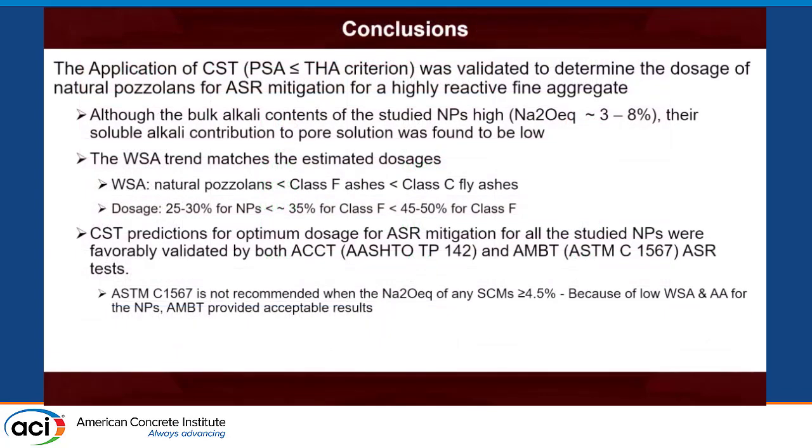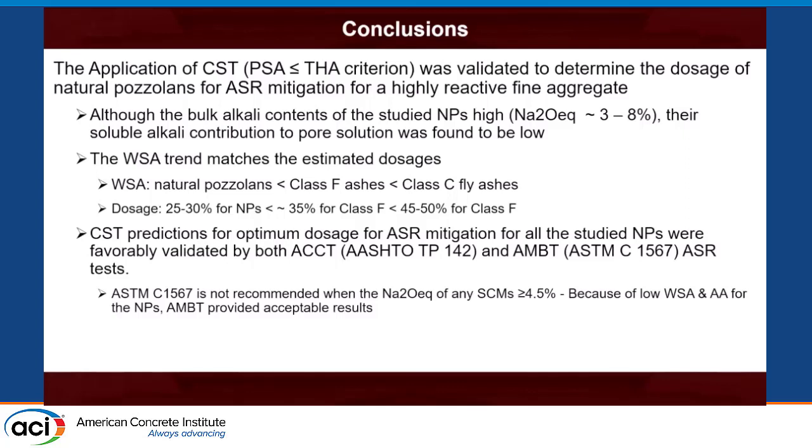So these are the conclusions. The application of the chemical screening tool, where the pore solution is supposed to be slightly lower than the threshold alkalinity criteria, was validated to determine the dosage of natural pozzolan, conventional ash, and unlimited alternative SCM, including ground glass, for a highly reactive fine aggregate. Although the bulk alkali contents of the studied natural pozzolan is high, their soluble alkali contribution to the pore solution was found to be low. The water-soluble alkali trend and the percentage requirement is a good match.